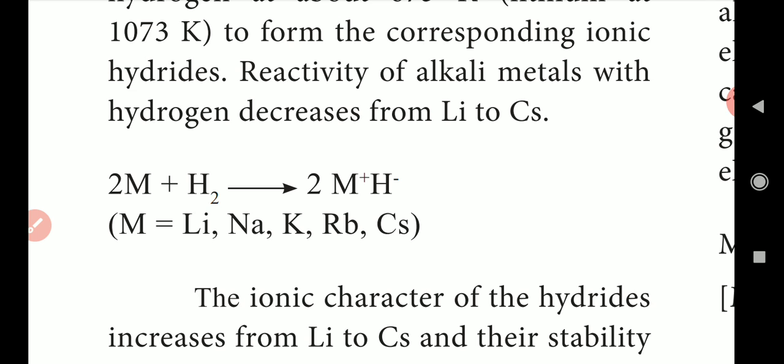Listen here. Lithium reacts vigorously with hydrogen. It produces lithium hydride, sodium hydride, potassium hydride. These all easily form metal hydrides.